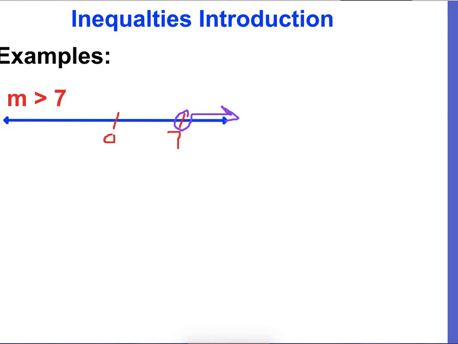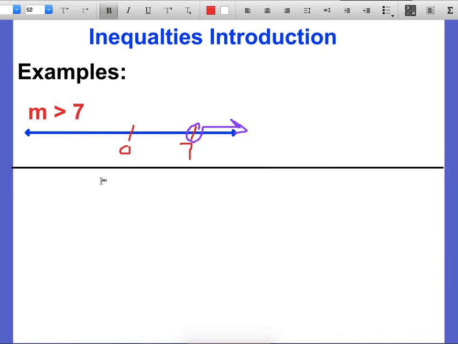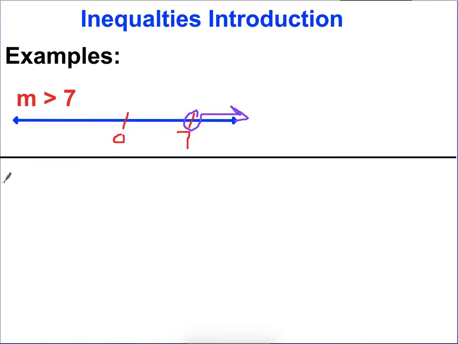So we might be a little confused on why do we say open circle, and is there such thing as a closed circle? Well, there is. So let's look at an example where we have like x is greater than or equal to 1. So here the solution could be 1. Back over here with the open circle, the solution cannot be 7.